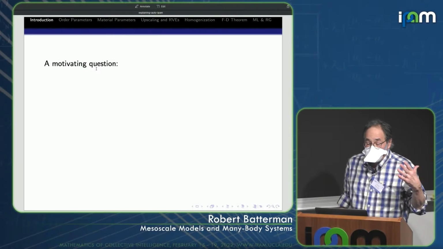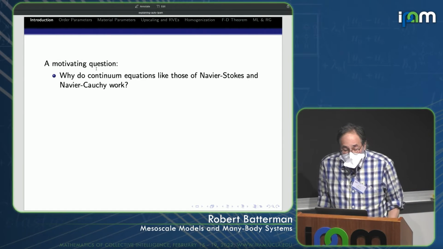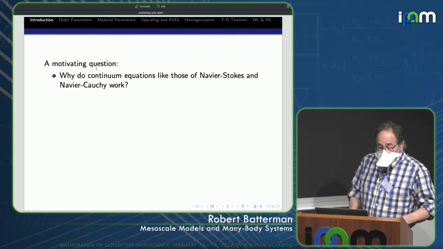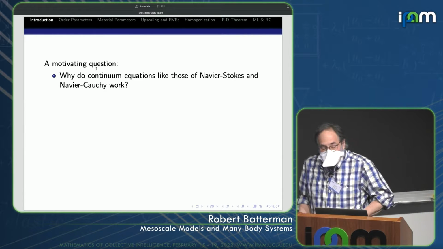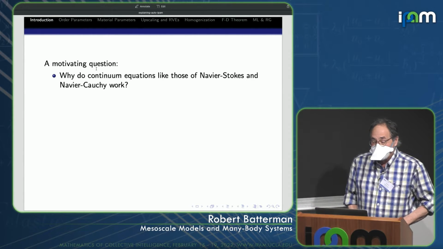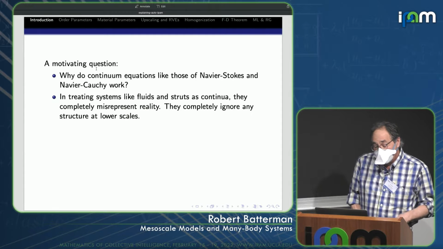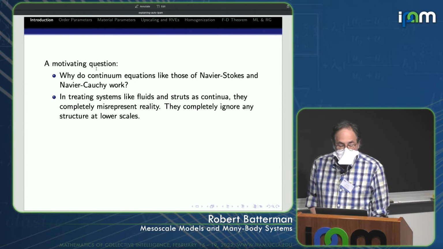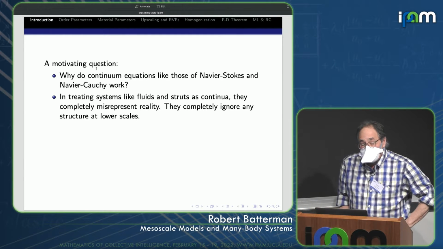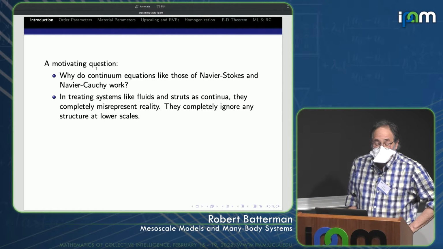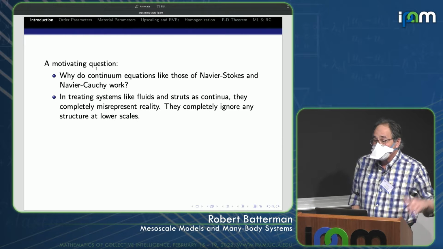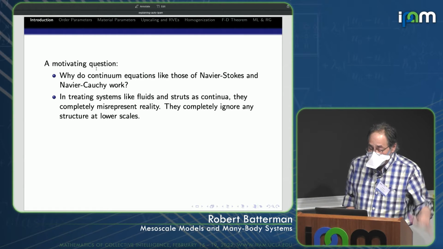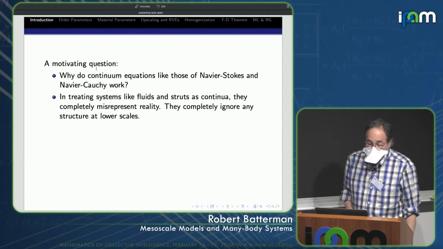So here's a motivating question. Why do continuum equations like those of Navier-Stokes and Navier-Cauchy work? In treating systems like fluids and steel bars as continua, they completely misrepresent reality. They completely ignore any structure at lower scales. They just treat them as blobs all the way down to infinitesimals.